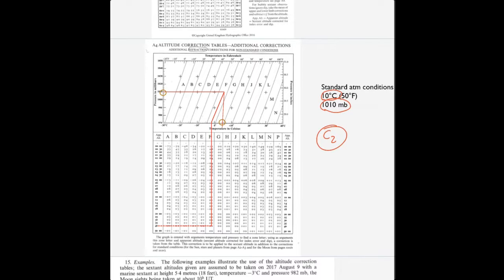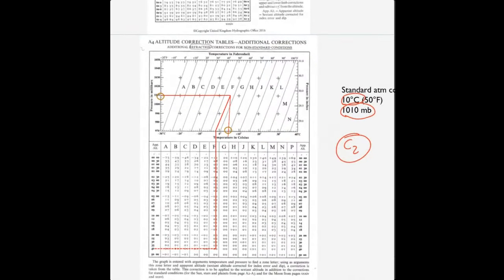Okay, but let's see how to apply this table, how to use this table. If you have, let's say, a temperature of 20 degrees and 1030 millibars or something, then you have the point here, and you go down in this H column. Depending on your apparent altitude, let's say your apparent altitude is 18 degrees, then you obtain in this column a correction which will be plus 0.1.